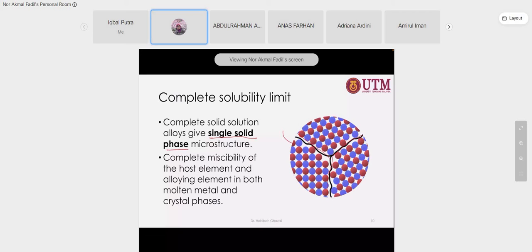For example, the red elements forming a pure metal contain all red elements. For B, the alloying element, the pure metal is only blue atoms, which is one phase. But for this complete solubility, containing both A and B, red and blue, it is the same composition, I mean the same phase.